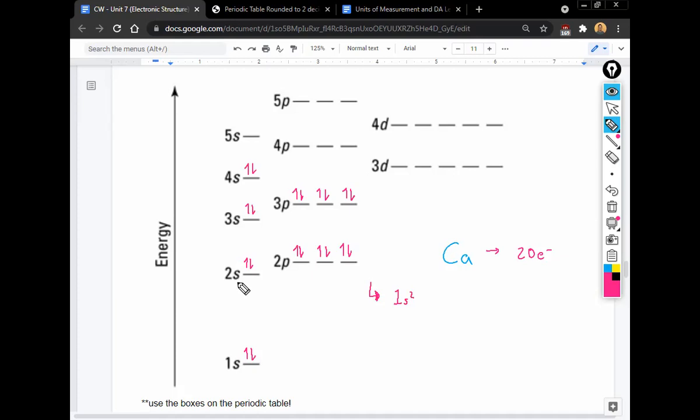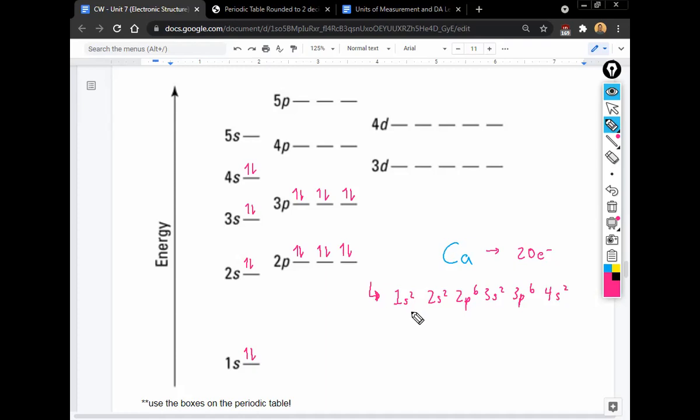How many are in the 2s subshell? 2s2. And then how many are in the 2p? 2p6. We have 2 in the 3s. We have 6 in the 3p. And then we have 2 in the 4s. So the electron configuration for calcium is 1s2, 2s2, 2p6, 3s2, 3p6, 4s2.